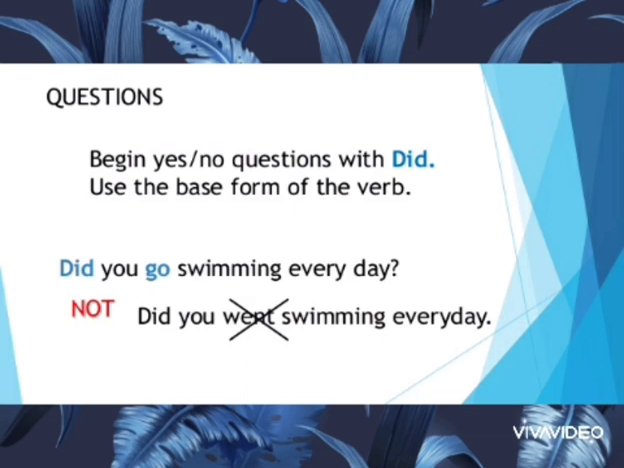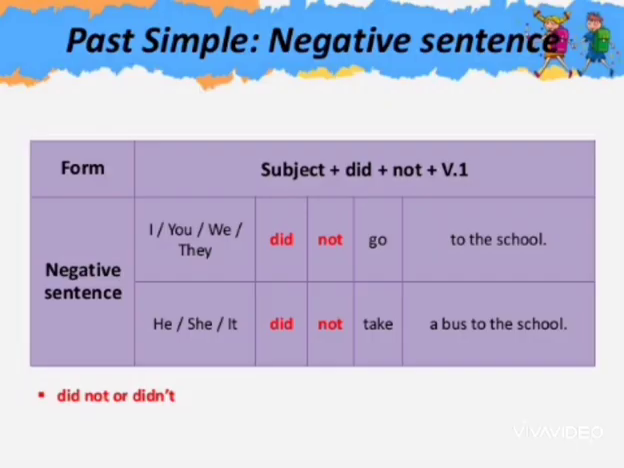If you write did you went swimming every day, this sentence is completely wrong, students. This is completely incorrect. So, did you go swimming every day? This is the right one, because the sentence structure is such that the auxiliary verb remains in the simple past form, and you have to use the base form. That means you have to use the present form of the main verb. So, did you go swimming every day? I hope it is clear to all of you how to frame questions, or how to frame interrogative sentences.